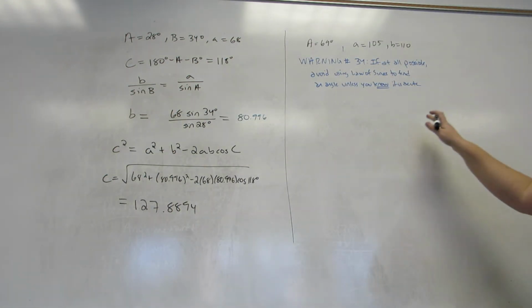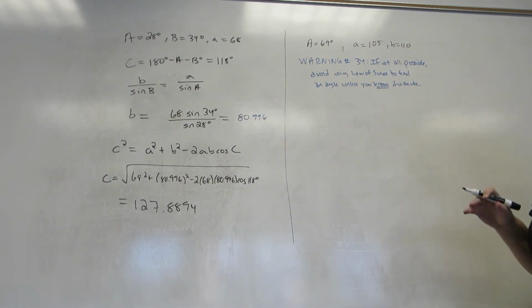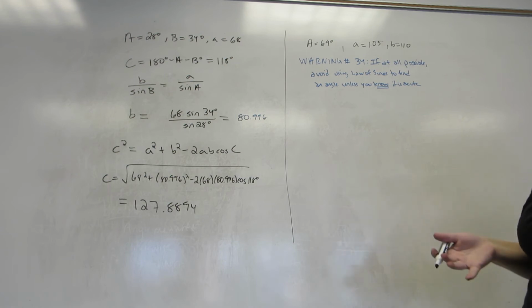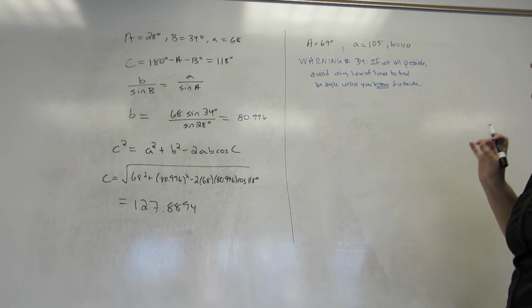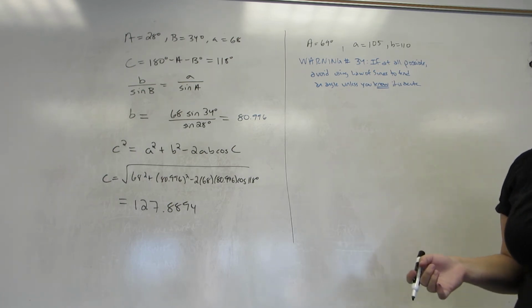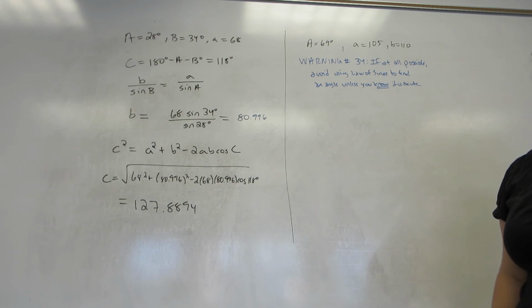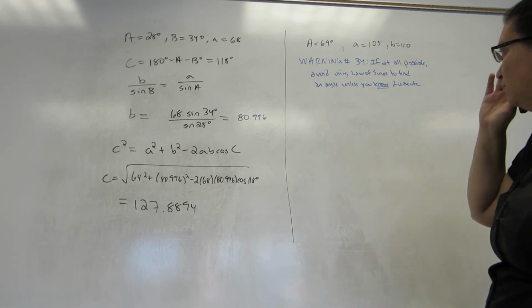You notice that this time, instead of giving you 2 angles and a side, I gave you 2 sides and an angle. And this is where the warning from last time is going to come into effect. So I'm going to reiterate again. If at all possible, you should avoid using law of sines to find an angle, unless you can guarantee that angle is acute. However, sometimes you don't have a choice, as in this example.